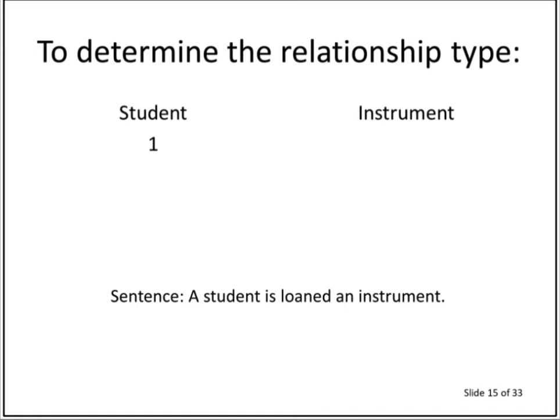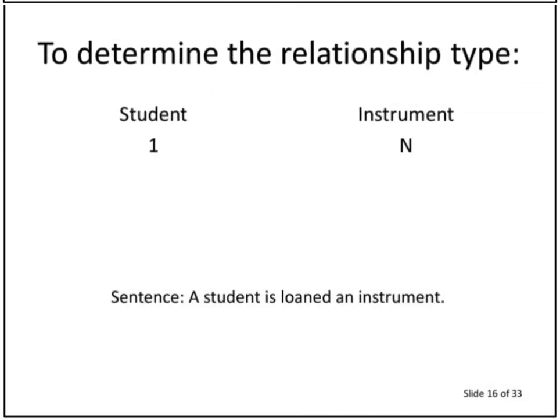Again, starting from the left-hand side, we write a 1 next to student, and we say for one student, how many instruments could there be, one or many? And the answer is many. One student may start off with the violin, but after that, they may switch to some other instrument.